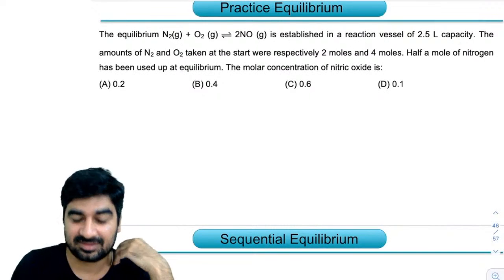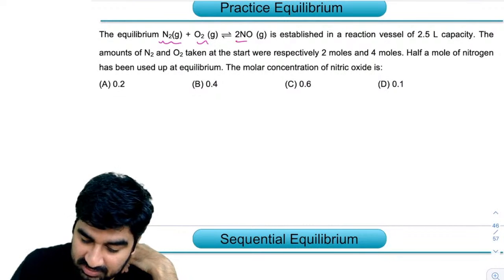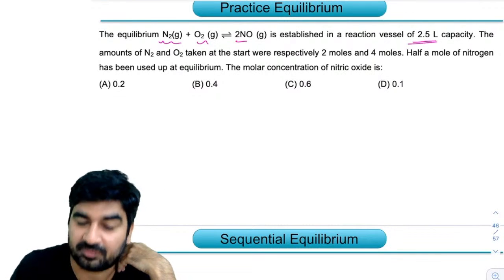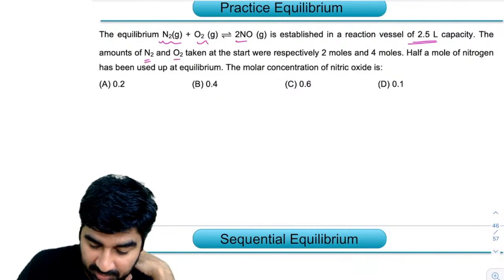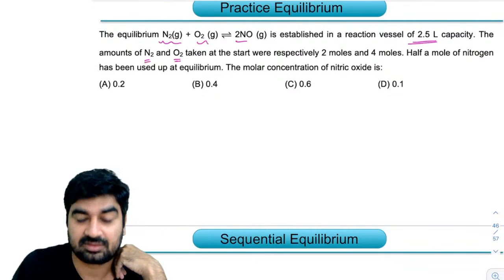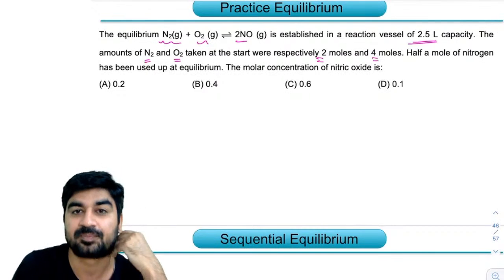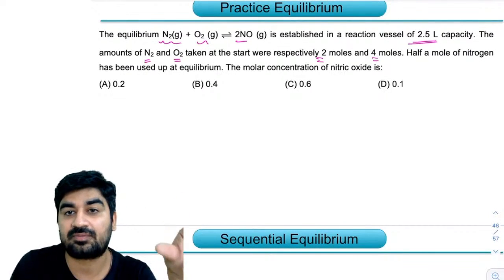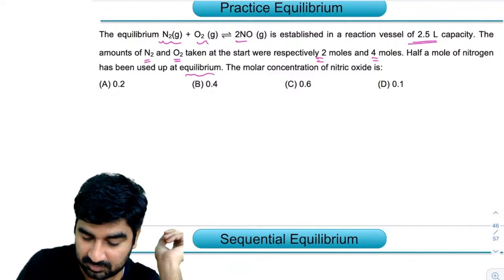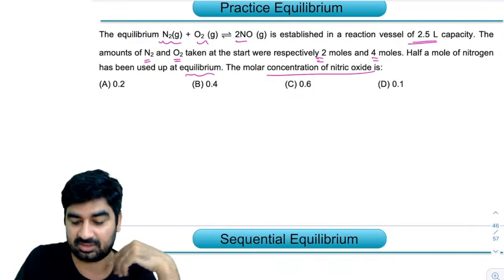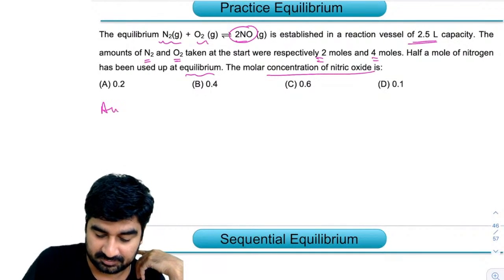Tell me, guys. So here it says the equilibrium of N2 and O2 is established in a reaction vessel of 2.5 liter. The amount of N2 and O2 taken at the start are respectively 2 moles and 4 moles. Half mole of nitrogen has been used up at equilibrium. The molar concentration of nitric oxide. So this is nitric oxide, guys. So let's start it now.